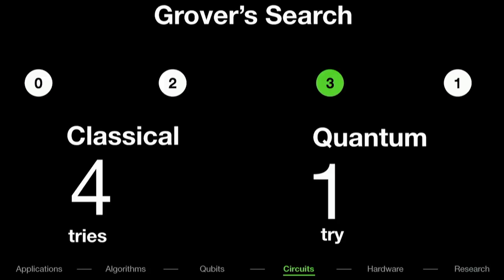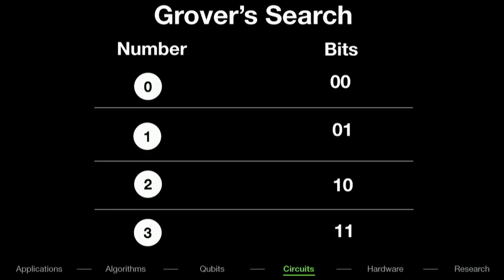Well, on a classical computer, that would take at most 4 tries. But on a quantum computer, it can take at most 1 try. So in order to actually implement this on a quantum computer, we have to convert the numbers to bits. So in this case, we convert each of these numbers to bits. So that means that I only need 2 quantum bits to implement this algorithm. So we want to find 1, 1.